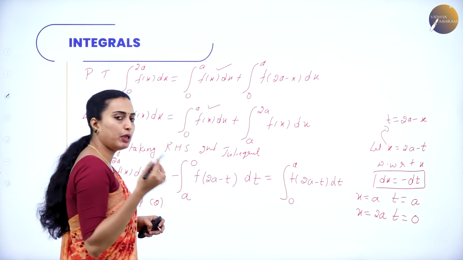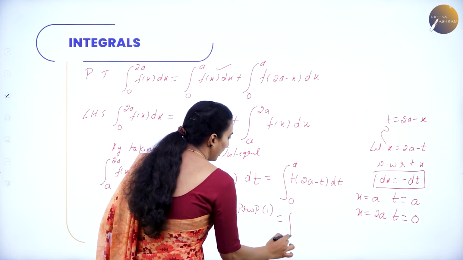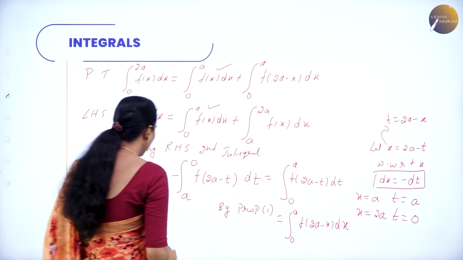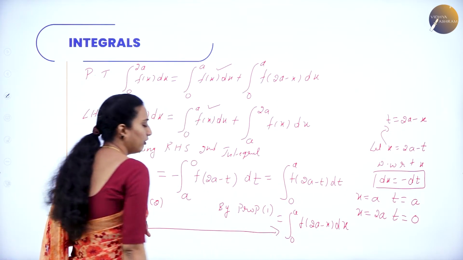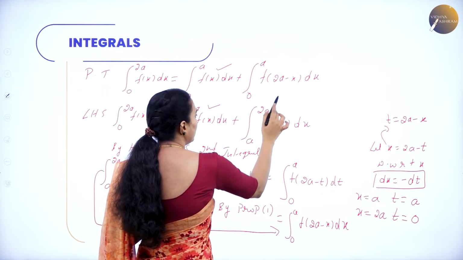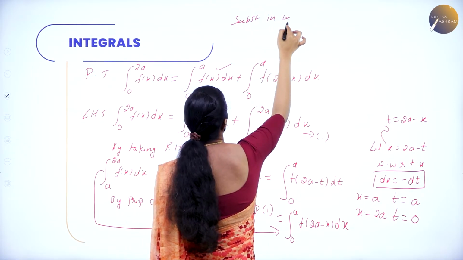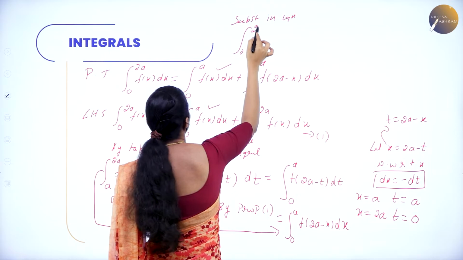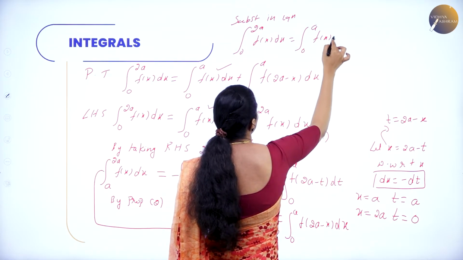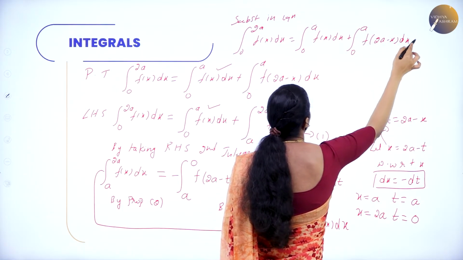Now you can change the variable by property 1. So by property 1 you can change this one as integral 0 to a f of 2a minus x into dx. So you can write integral a to 2a f of x dx as integral 0 to a f of 2a minus x into dx. Call it equation 1. Substituting in equation 1, we have integral 0 to 2a f of x dx is equal to integral 0 to a f of x dx plus integral 0 to a f of 2a minus x into dx. And this is the property proof.